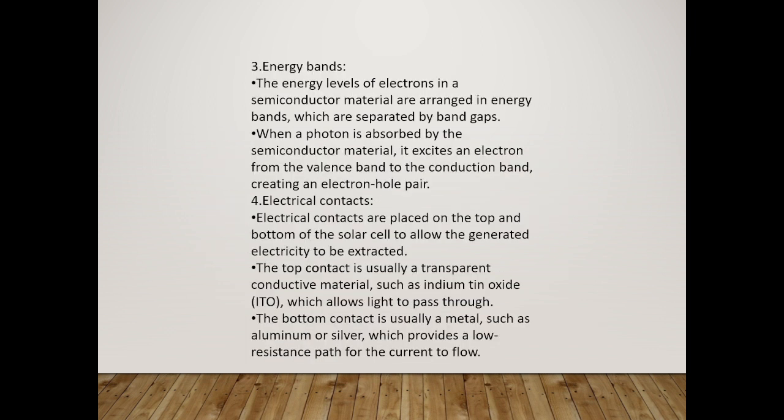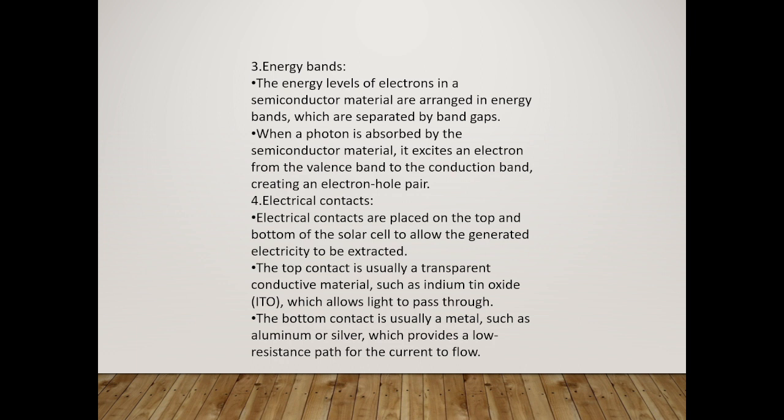Third is energy bands. The energy levels of electrons in a semiconductor material are arranged in energy bands, which are separated by band gaps. When a photon is absorbed by the semiconductor material, it excites an electron from the valence band to the conduction band, creating an electron-hole pair.